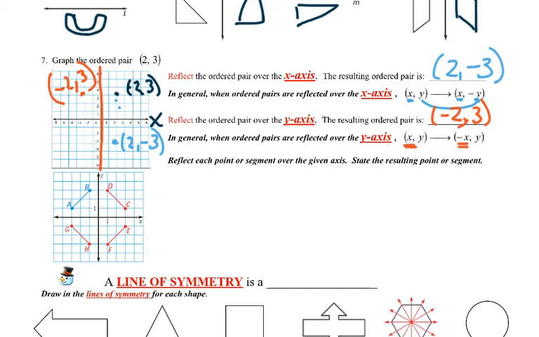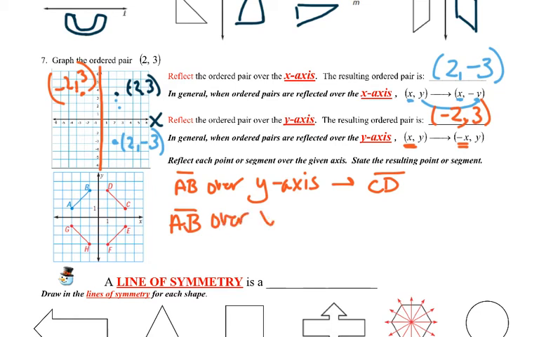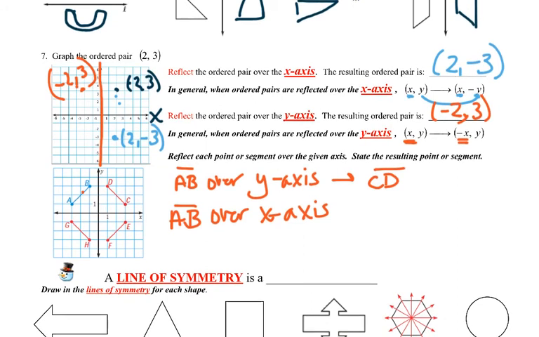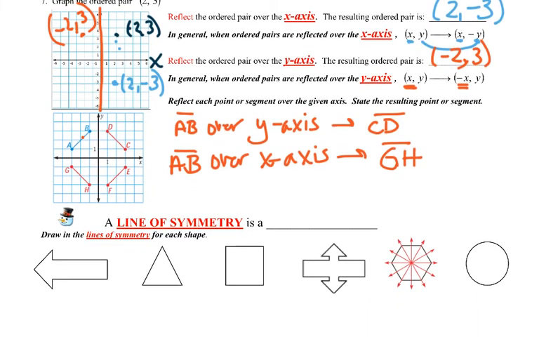Reflect each point or segment over the axis. I feel like there was more here that's not showing up, so I'm just going to tell you, if I reflect AB over the y-axis, it's going to land on CD. And if I reflect AB over the x-axis, which one's that going to land on? Right, that's going to land on GH. So it's very visual, and usually people do really well on reflecting over the x and y axis.